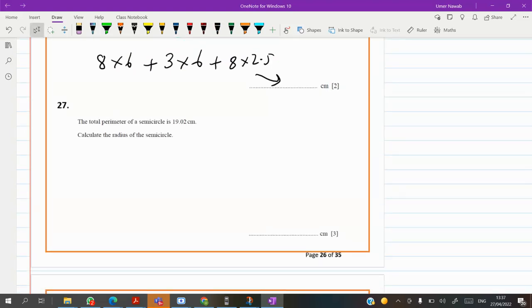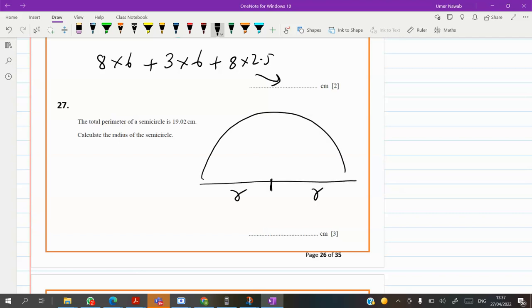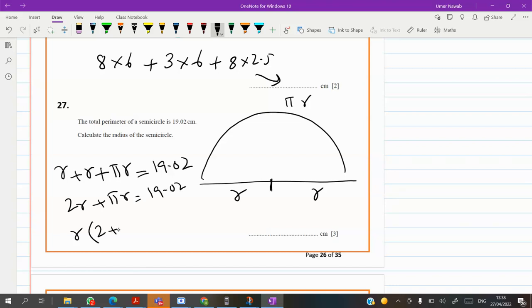The total perimeter of a semicircle includes the radius and the half circumference. Total circumference is 2 pi r, and the half circumference, if you divide it by 2, is pi r. Now radius we want to find. He said 2r plus pi r is equal to 19.02. Take r common, so r times 2 plus pi is equal to 19.02, and then r is equal to 19.02 divided by 2 plus pi, and then you get your answer.